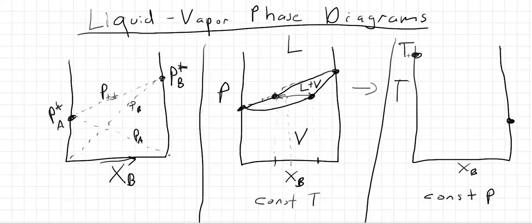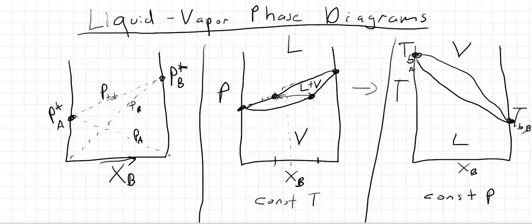So this is TB for component A. And this is TB, the boiling temperature, for component B. And what we find is at low temperatures, we just have liquid. At high temperatures, we have vapor. At intermediate temperatures, we have two-phase coexistence. So if I take basically a 50-50 mixture of those two things, A and B, and heat it up to about here, it's going to split into two phases.